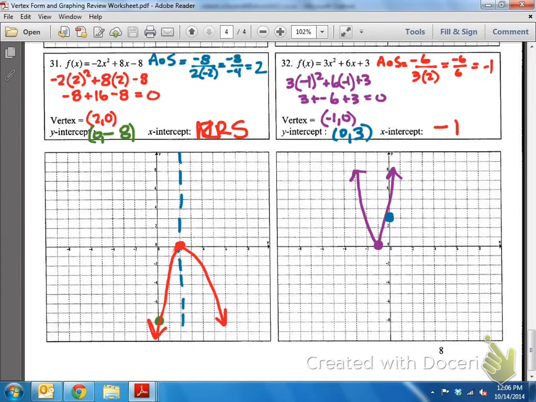Basically that's the best picture we can get of this graph. And notice that the only intercept is at the vertex. So there's how you graph quadratic equations in standard form.